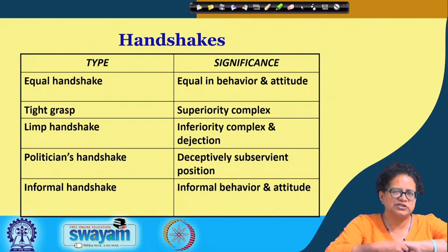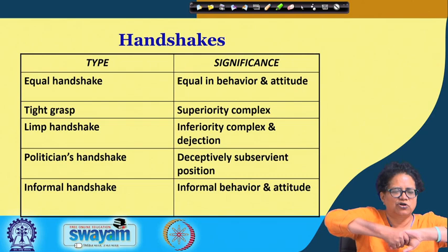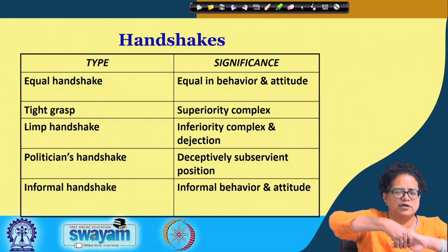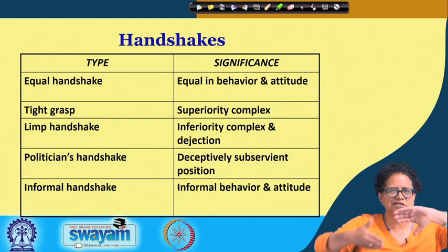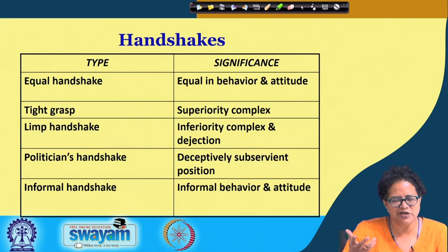The tight grasp: suppose you have somebody who is very tall and muscular and strong, and that person comes and tightly holds your hand in a handshake, it shows his or her superiority complex. The limp handshake is like this, limp, isn't it? It shows inferiority complex and dejection. The politician's handshake is like this, and then you also cover it up. I will show you through a picture. The informal handshake is in some parts of the world, children do it, it is in the play mode. It shows informal attitude and behavior, and that also I will show you the picture of.